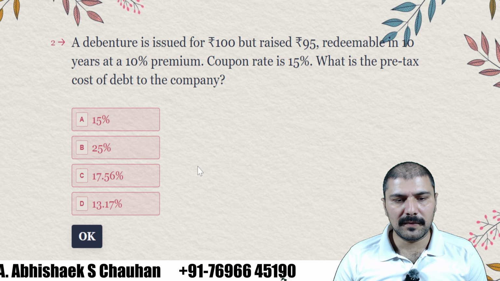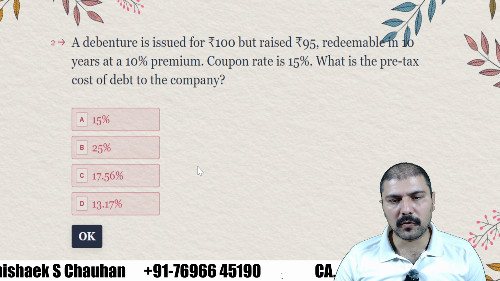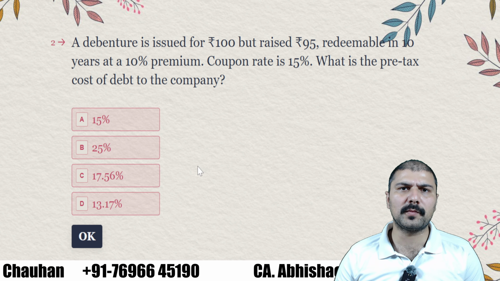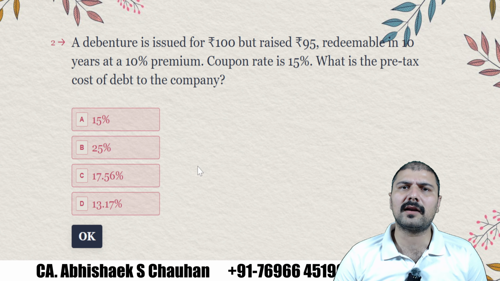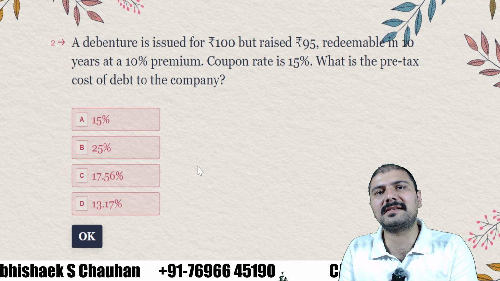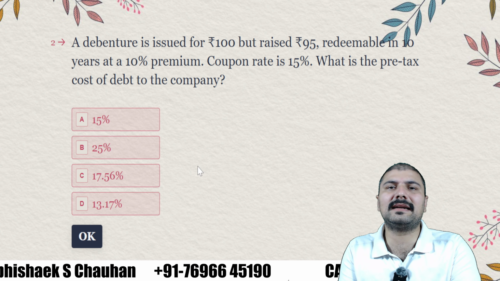Next, two. A debenture issued for rupees 100 but raised 95 only, that means 5 rupees discount, redeemable in 10 years at 10% premium. Coupon rate is 15%. What is the pre-tax cost of debt to the company? Now, how to calculate the pre-tax cost of debt in this kind of situation? Basically, the IRR of this particular bond. Whatever is the return to the investor is equal to the cost to the company, right? Internal rate of return is the return to the investor. The same is the cost to the company, right?